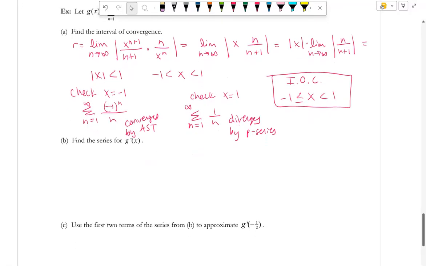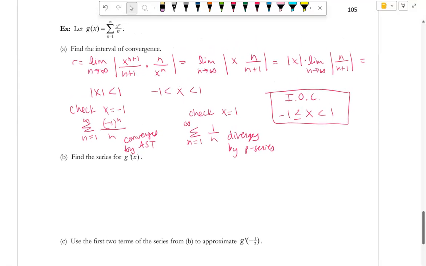In part B, we're asked to find the series for g prime of x. Well, what we were given was the series for g of x. So there's more than one way we could do this. I know that g prime of x is just the derivative with respect to x of g of x.